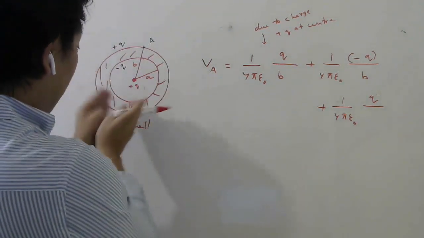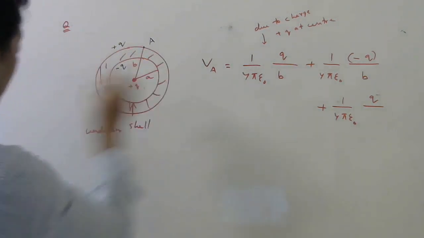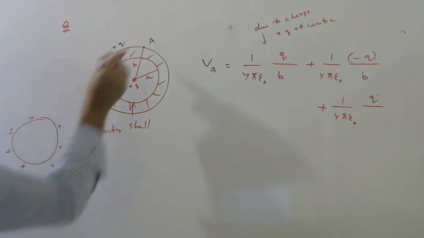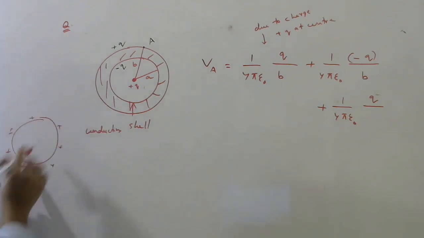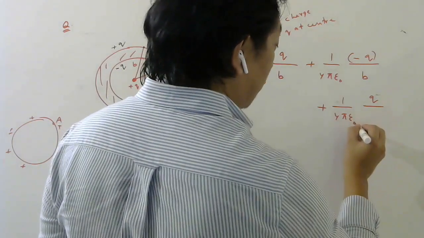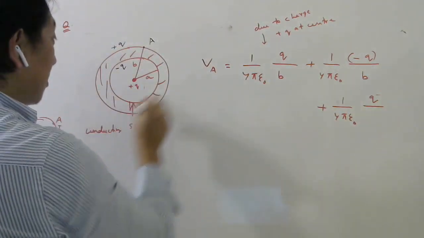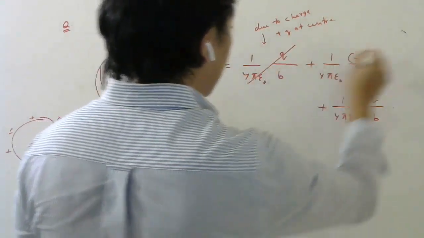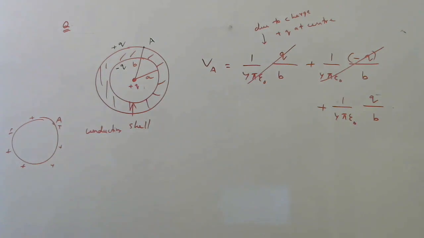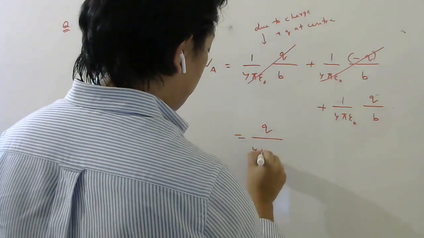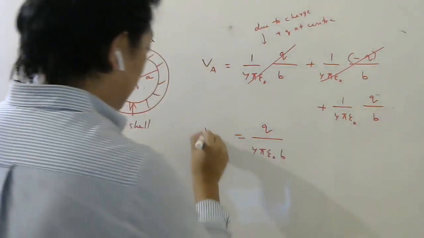If you look at this charge separately, then it is just a shell, no? If you look only at this plus Q charge, what is the potential at A due to this? It will be same as on its surface. So 1 by 4 pi epsilon naught Q divided by the radius of this. Radius of this is how much? B. So you can see this and this will cancel, right? Did I make some mistake? No, it is correct. So the answer will be Q divided by 4 pi epsilon naught B. So that is the potential at A.